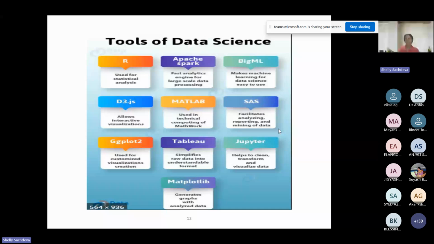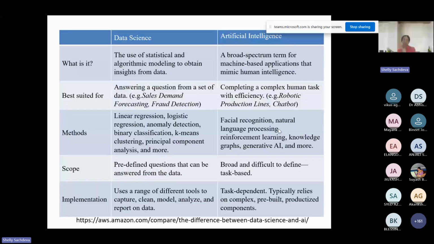These are some of the tools of data science, for example R, Apache Spark, BigML, MATLAB, Tableau, Matplotlib, and Jupyter. What we'll be using in Google Colab is the Jupyter notebook in order to analyze this particular scenario. I'll be showing you a demonstration with a Jupyter notebook on one particular data set for the corresponding task.